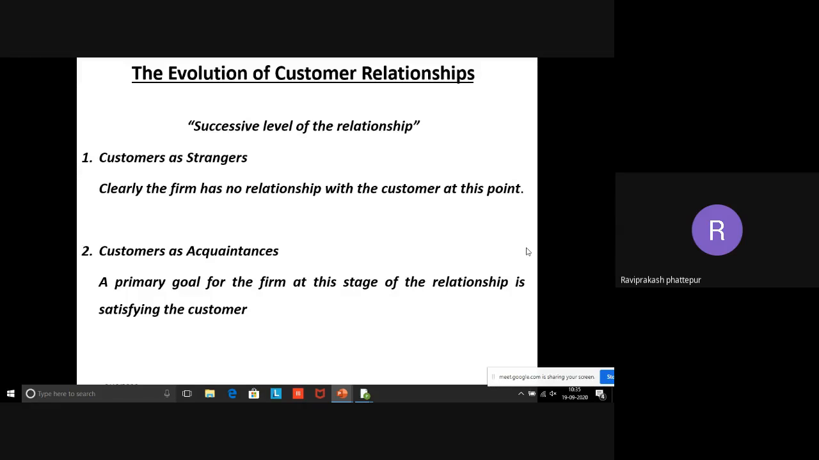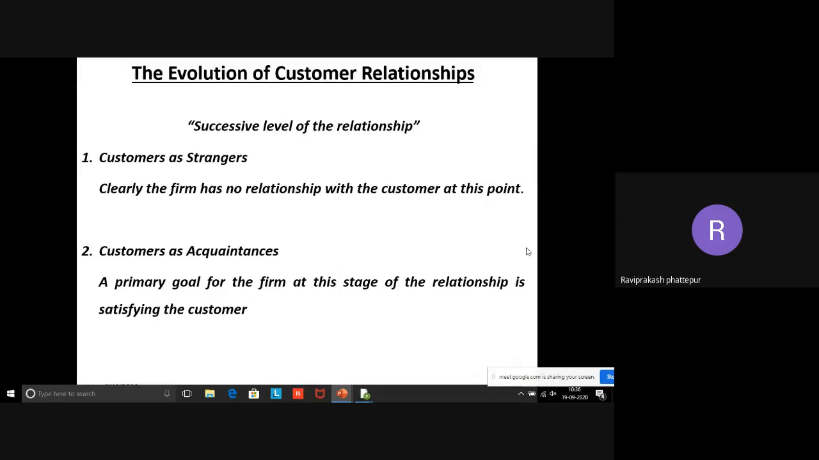At the industry level, strangers may be conceptualized as customers who have not yet entered the market, and customers of competitors. Why? Because those are the people who may know of you but have not availed your service. So your competitors' customers are strangers to you. Clearly, the firm has no relationship with this customer at this particular point of time.